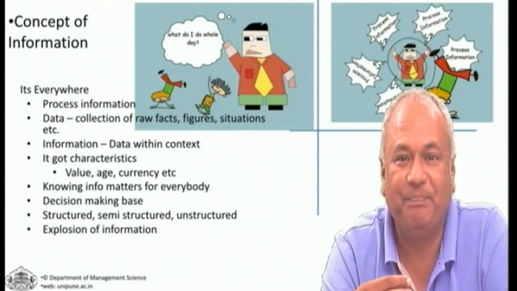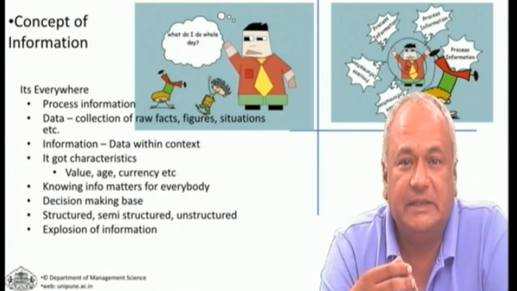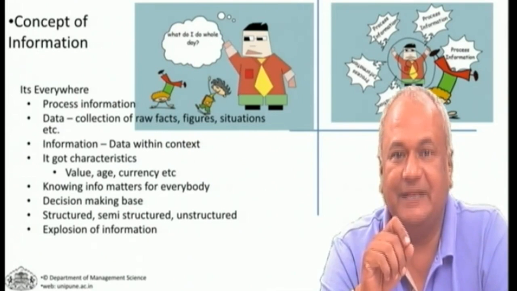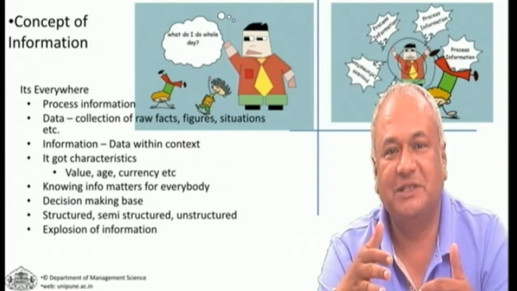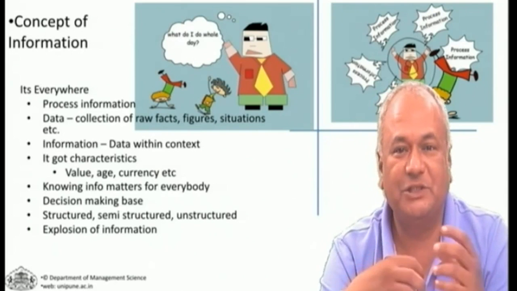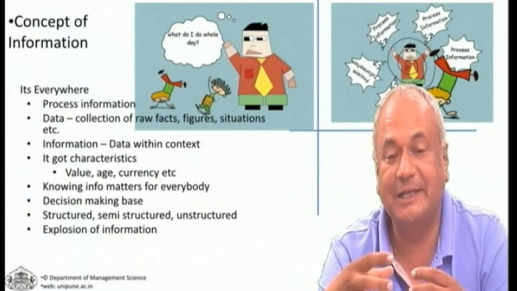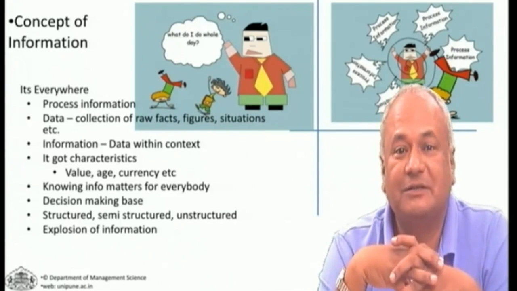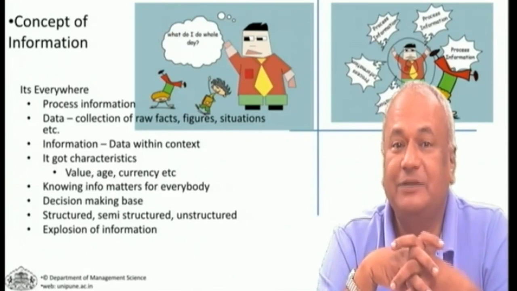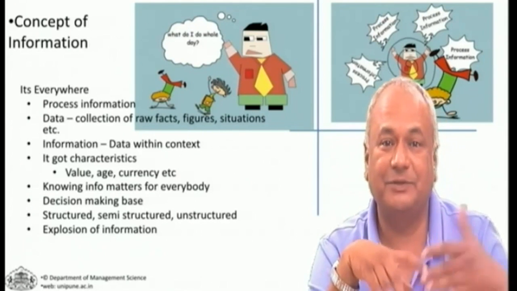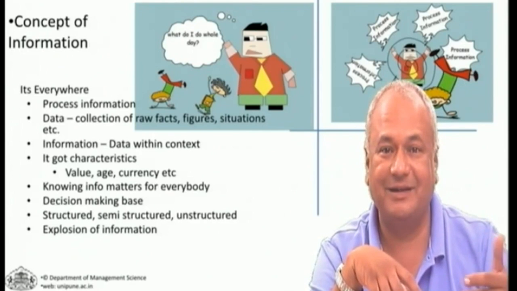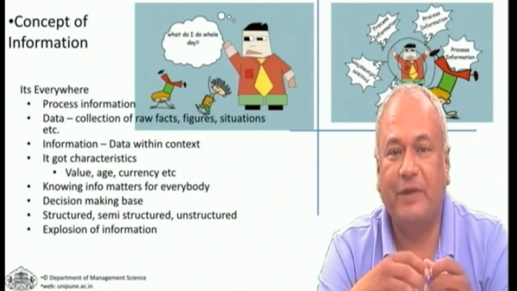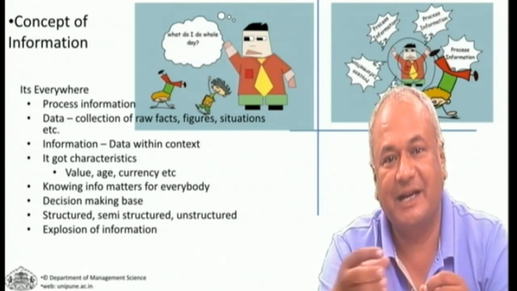Whenever we say information per se, there are so many characteristics attached to it. Information has value, information has age, information has currency. Take an example: you would like to know what the weather is going to be today or tomorrow, and you are given weather data for the last week or last month or last year. It doesn't make sense, because it's irrelevant at this point of time. So the value of information and a few other characteristics.